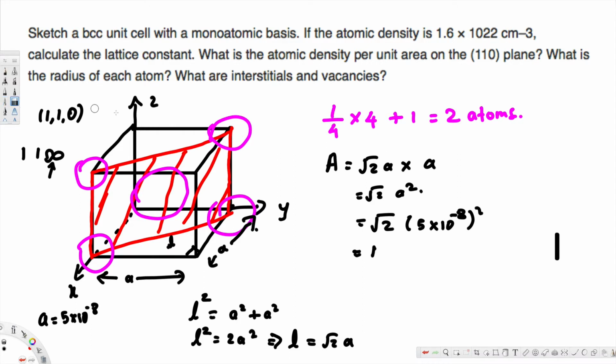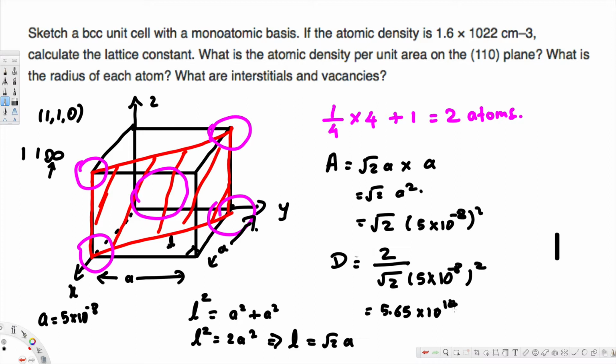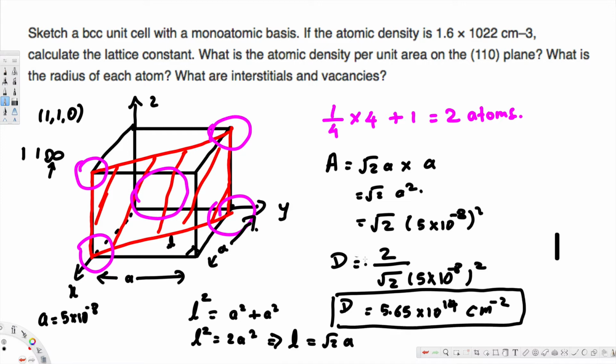Now we are interested in finding the densities, right? Density is going to be number of atoms divided by the area. Area is this one, square root of 2 times 5 times 10 to the power of minus 8 square. And if you simplify this one, you're going to get 5.65 times 10 to the power of 14 centimeter minus 2, right? This is centimeter square, so centimeter minus 2. So this is for the density per unit area. Now let's look at the next question.